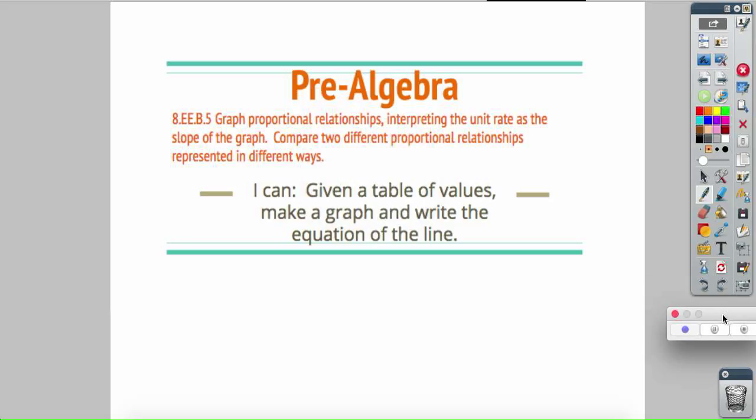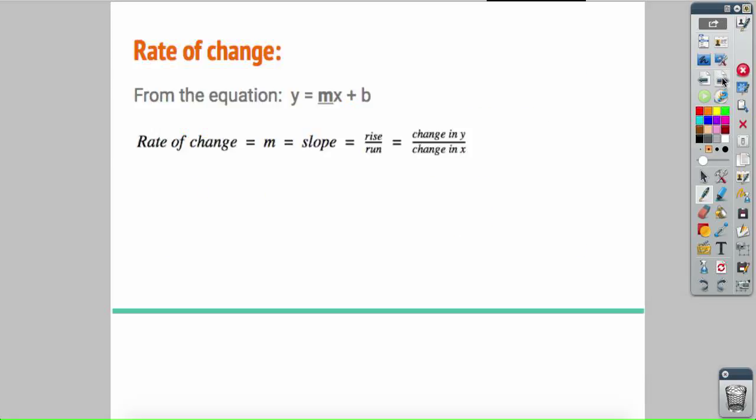Okay, we're looking at a review of, given a table of values, making a graph and then writing an equation of a line. So one quick review here for rate of change. Rate of change from an equation y equals mx plus b is the m value. So our rate of change is our m value. M is slope, which is how steep our line is.